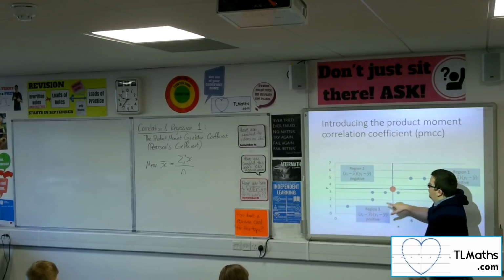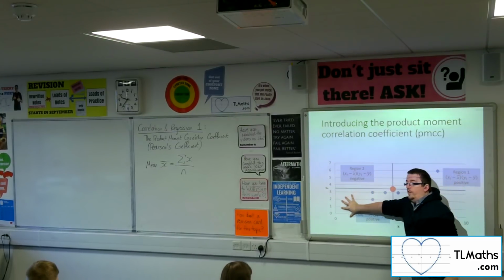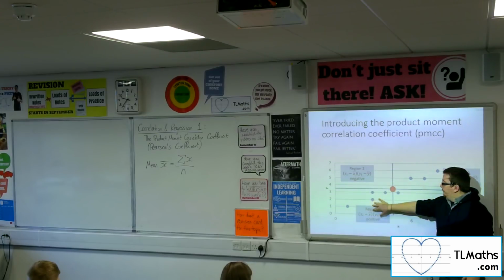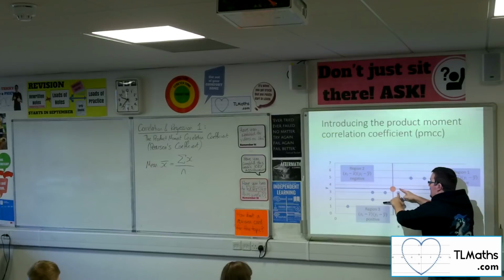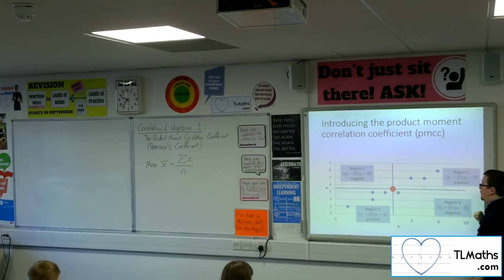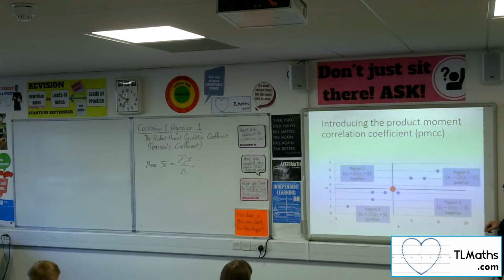Down here, I've got a negative times a negative. So all of those would give me positive results. And over here, I'd have a positive times a negative. So all of these would give me negative results.